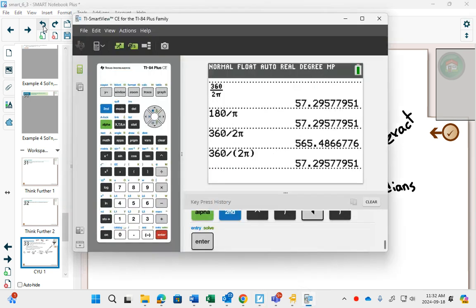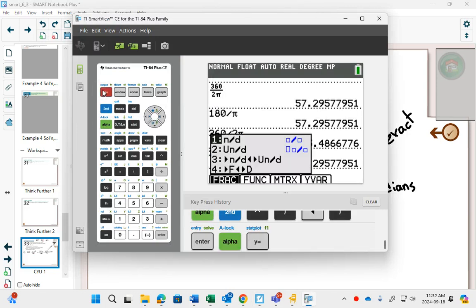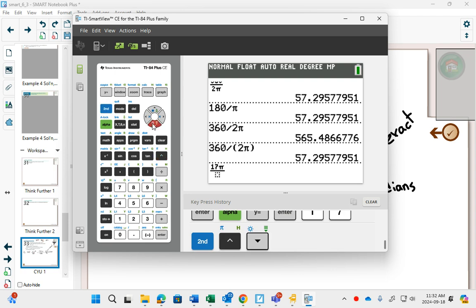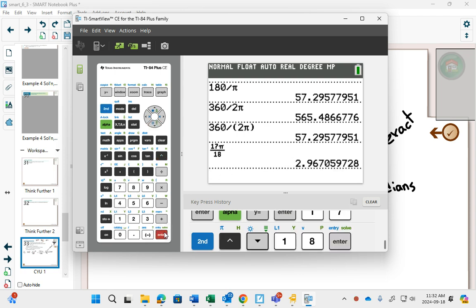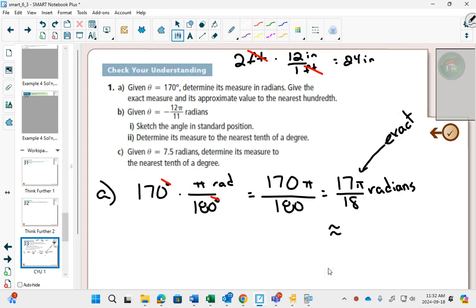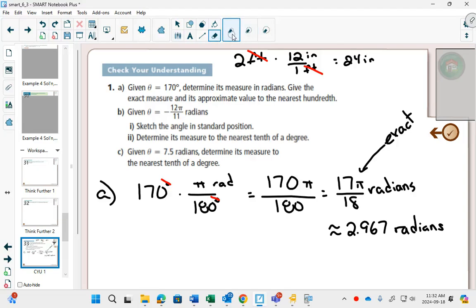Typing this into our calculator, what is 17 pi over 18? Approximately 2.967 radians. And that is an approximate value to 3 decimal places. I read my question again, and I'm like, oh, they wanted it to the nearest hundredth.